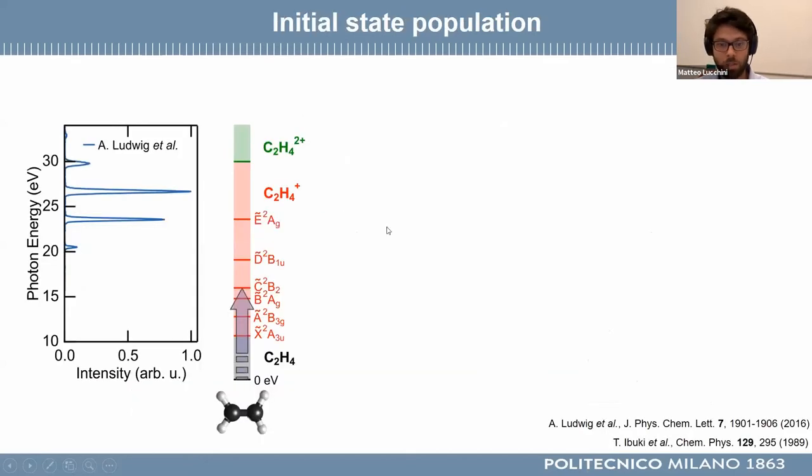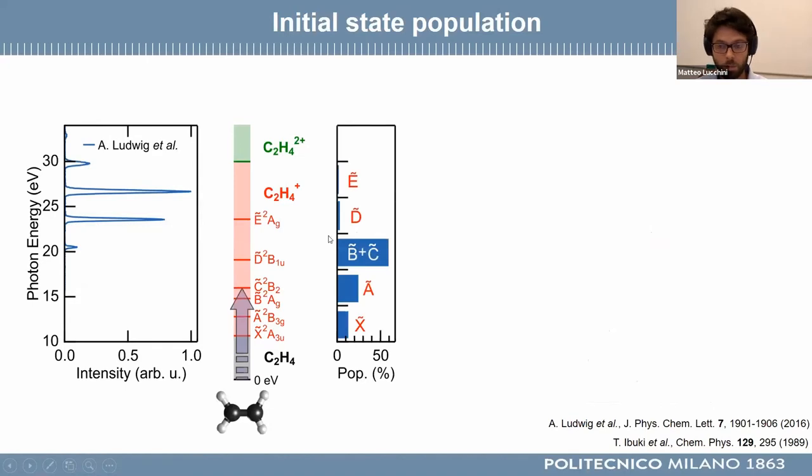And one of the main reasons is if you look at the spectrum that has been used and you look at the initial population of your cation, you see that you can actually populate the first five excited states plus the ground state of the cation. So it's quite difficult to tell apart the different ways where the molecule falls to relax to the ground state X tilde. Our idea is the following.